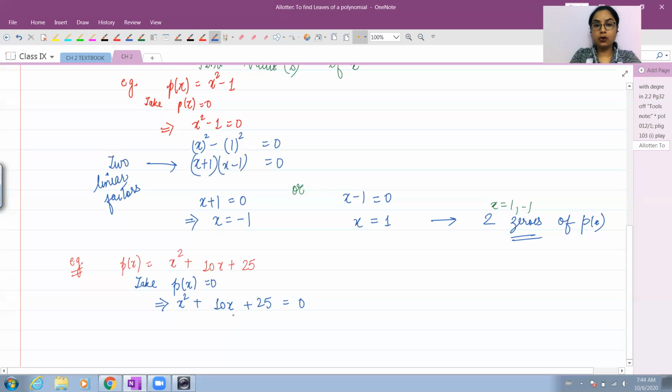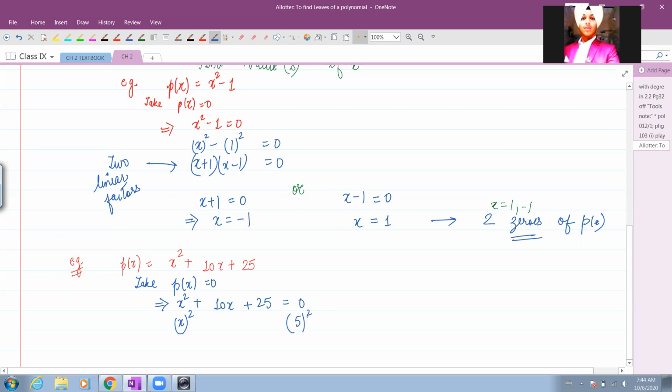So right now, can anyone identify if there is an identity applicable here? x square plus 2ab plus b square. x square plus 5 square. That's correct. We have two square terms, and then the third term, the one in the middle, is actually the double of the product of x and 5. So you have to identify two square terms first of all in order to use an identity.